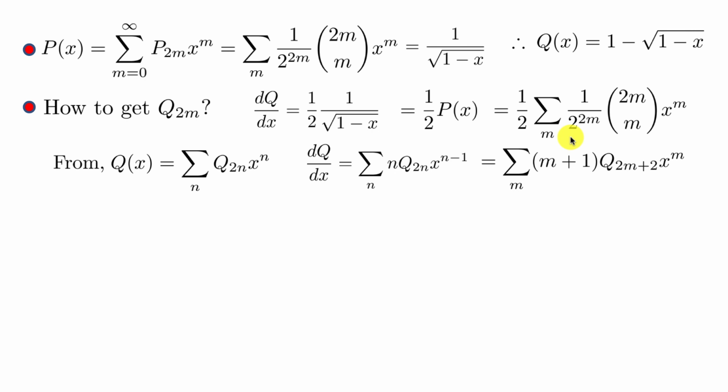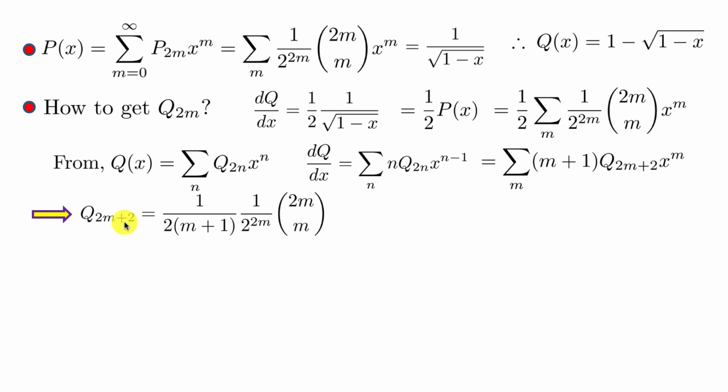So this tells us that this quantity over here, in other words, m plus 1 into q 2m plus 2, has to be equal to this quantity over here, and bringing this 2 into here, this becomes 2m plus 1. And now what we have is that q of 2m plus 2 is equal to this quantity over here, but what we need is m 1 less.